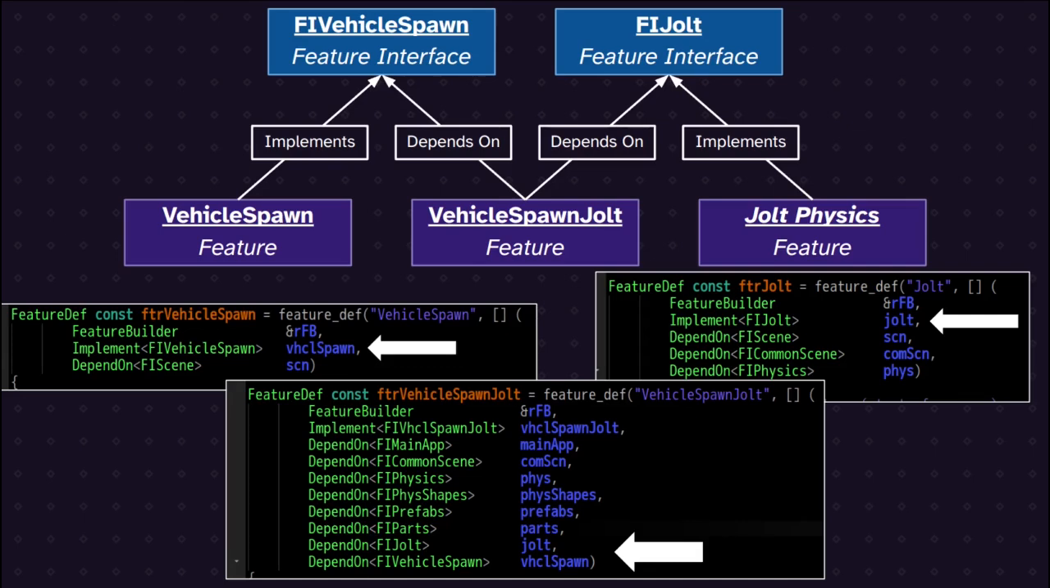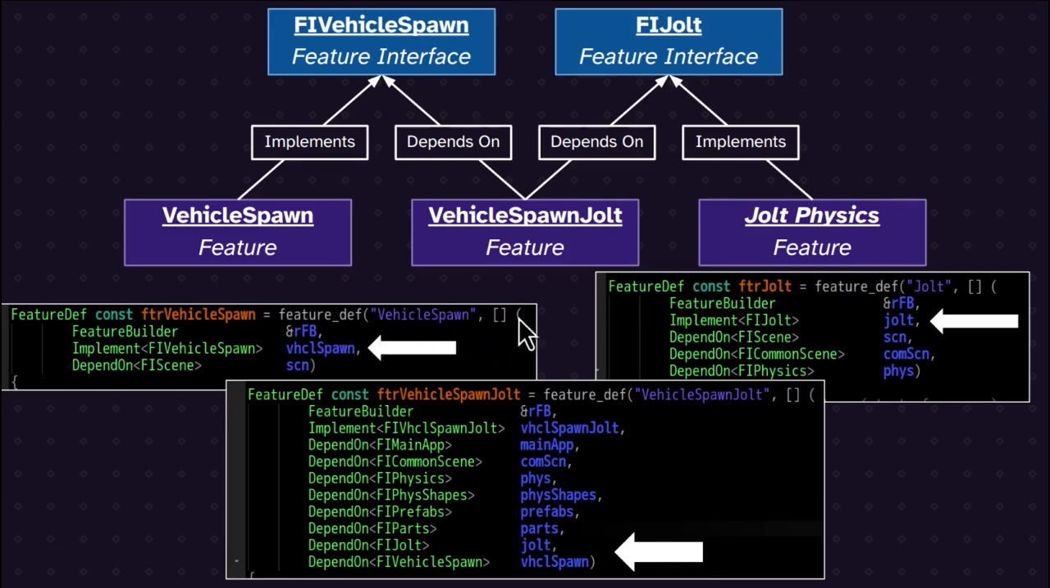So yeah, this is what the code looks like. In this example, we have Jolt Physics, which is the physics engine, and we have the vehicle spawner, which is just kind of an internal feature. And the vehicle spawner will implement the vehicle spawn feature interface, and Jolt Physics will implement the Jolt Physics feature interface. And these are two separate features.